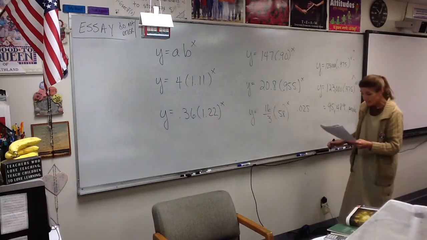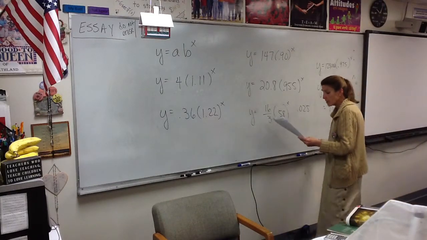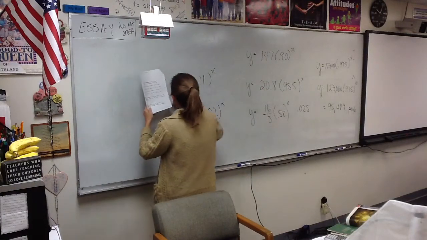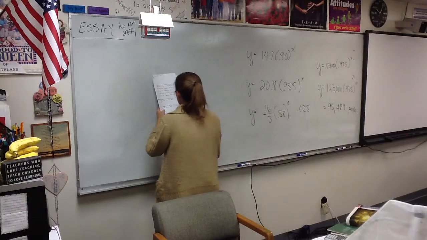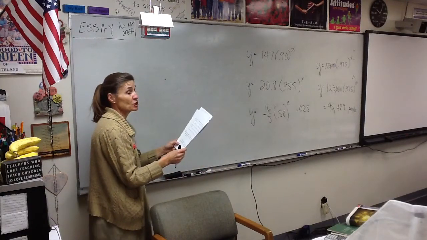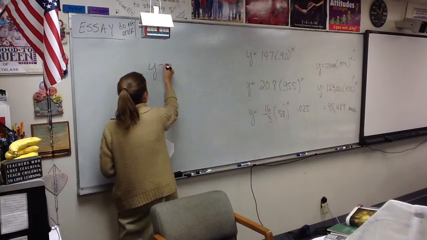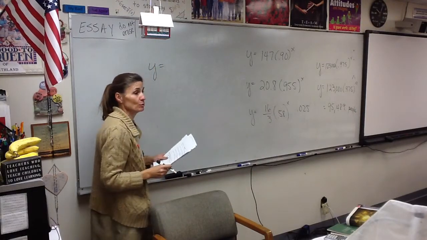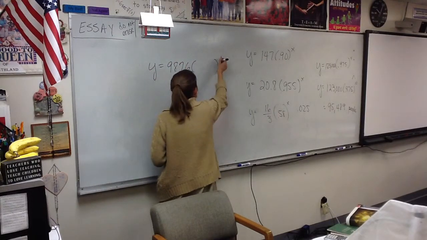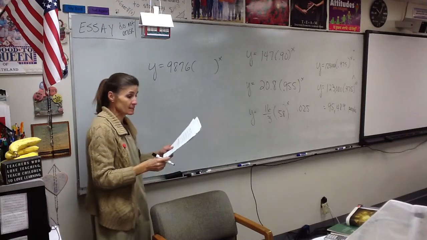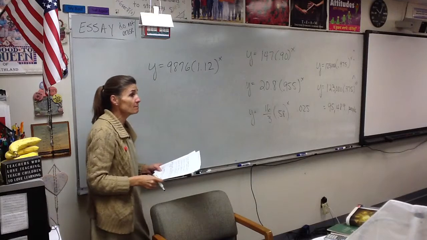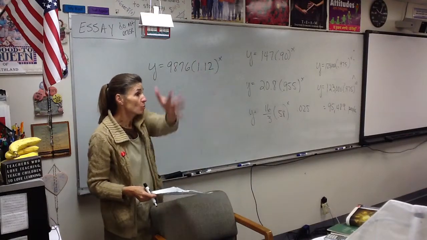Okay, let's try the next one. The population of Trickville was 9876 in 2005. It increases 12% per year. What is its population in 2013? Let's write the equation first. What's the initial value? 9876. What is my percentage increase this time? 1.12. Is everybody good with that? Yes, ma'am. 12% more than 1.